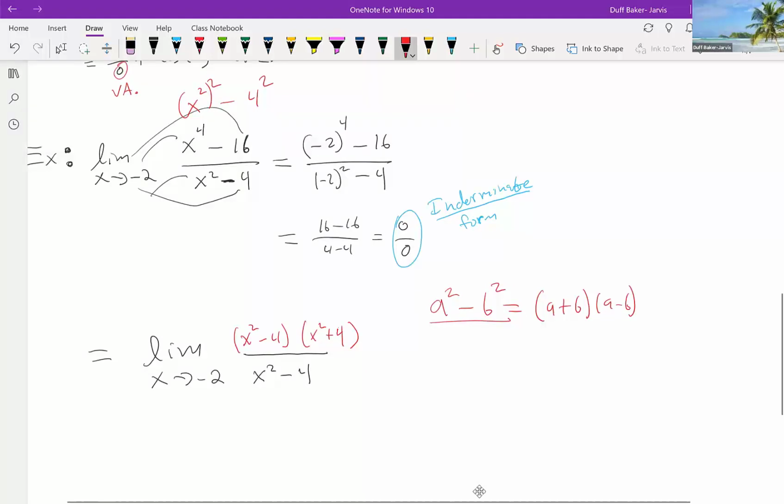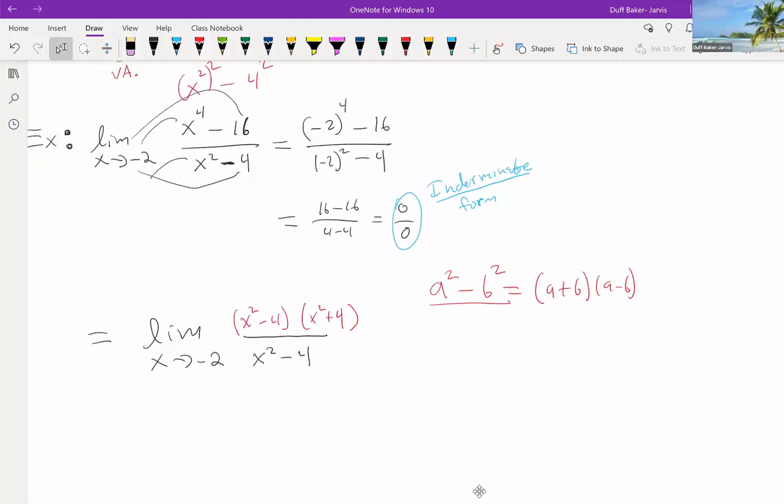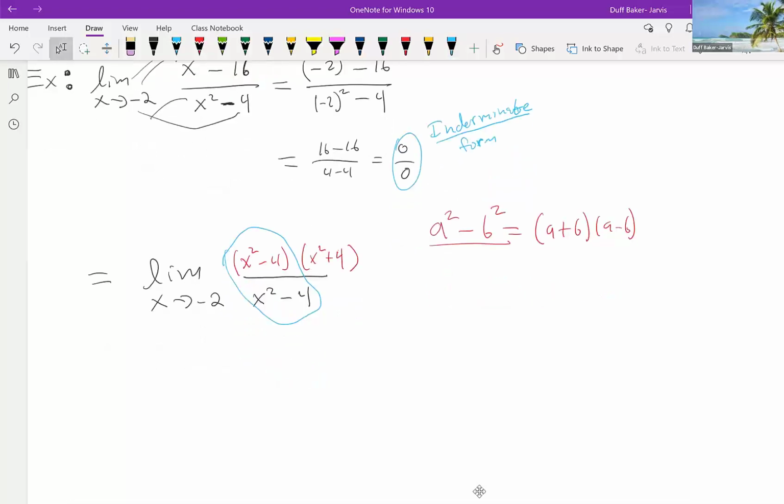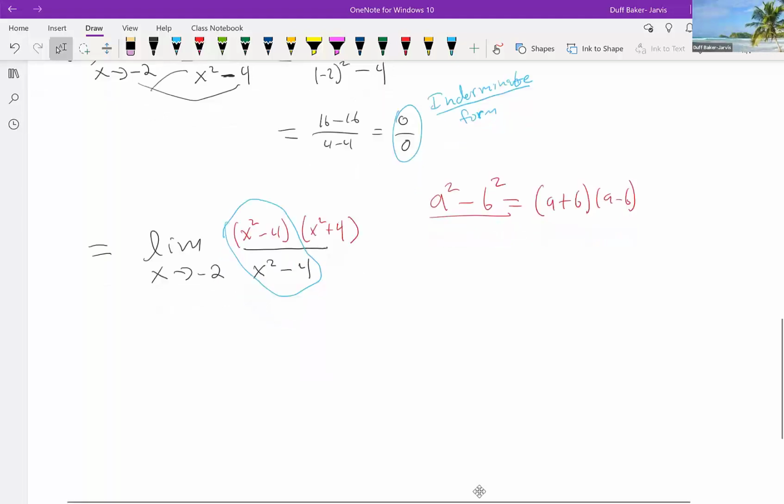And this is good because we see that these two things match, the x squared minus 4s. But you have to be a little careful. I can't just go canceling things willy-nilly because it changes the function. But why can I cancel inside a limit? Any ideas?